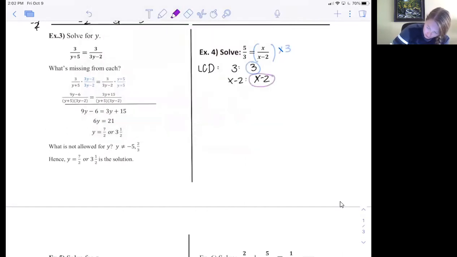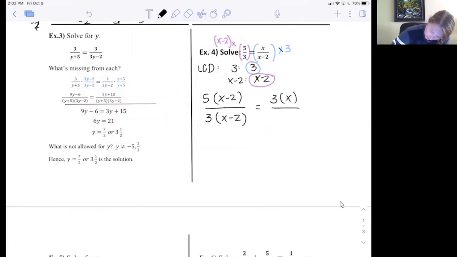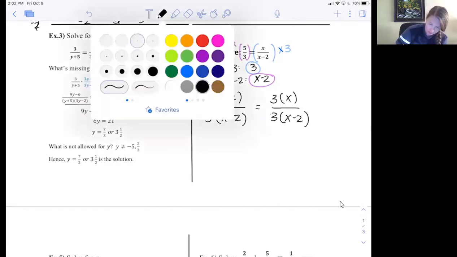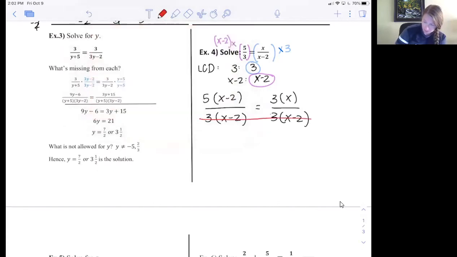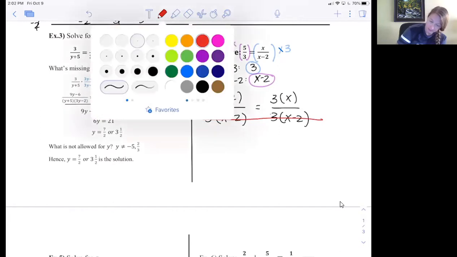And then this right here by x minus 2. So I'm left with 5 times x minus 2 over 3 times x minus 2 equals 3 times x over 3 times x minus 2. So now I'm just going to cancel those out.